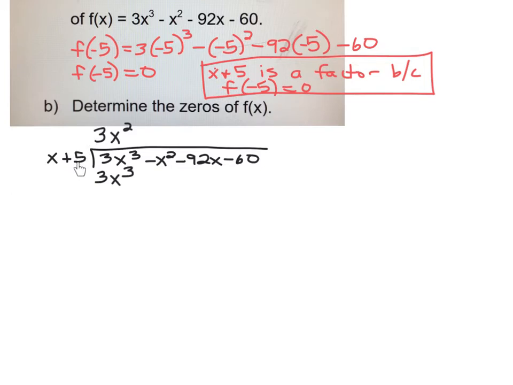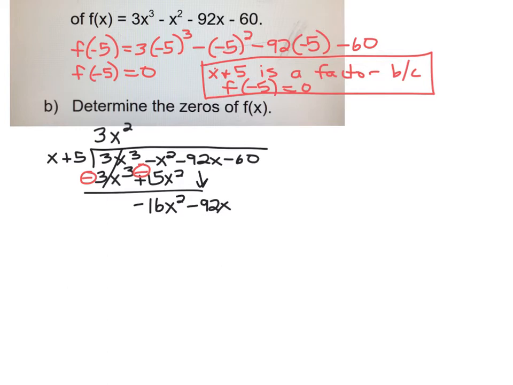And 3x squared times 5 is positive 15x squared. All right, and we know we have to subtract, so we're going to change our signs and circle. All right, so the first two terms cancel off. And then when I combine negative x squared and negative 15x squared, it gives me a negative 16x squared. And I'm going to bring down the next term.